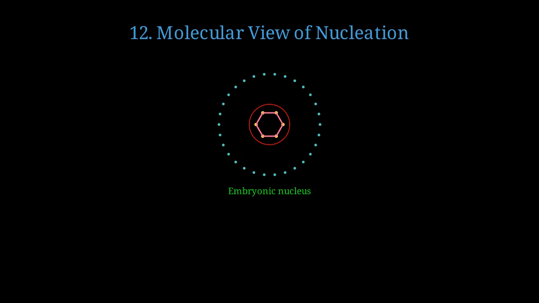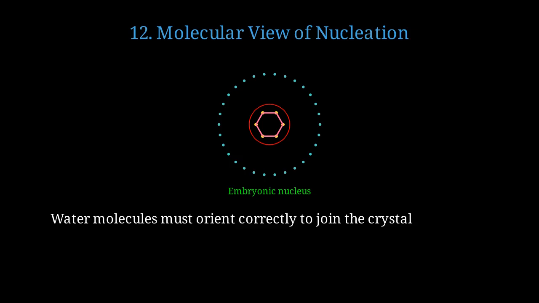Let's examine what happens at the molecular level during ice nucleation. An embryonic ice nucleus forms when a few water molecules spontaneously arrange into the hexagonal ice structure. This small cluster is surrounded by liquid water molecules. For the crystal to grow, water molecules must rotate and orient themselves correctly to match the existing crystal lattice.